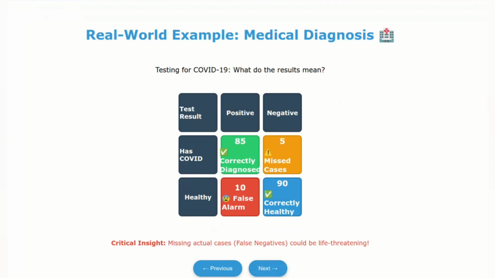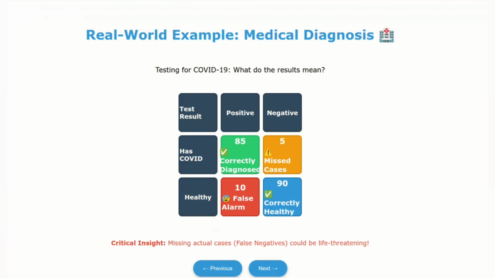Let's use a medical example. Imagine we're testing for a disease. True positive: we said disease present and the patient actually has the disease. True negative: we said no disease and the patient is actually healthy. False positive: we said disease present, but the patient is healthy. This might cause unnecessary anxiety. False negative: we said no disease, but the patient actually has it. This is potentially dangerous.